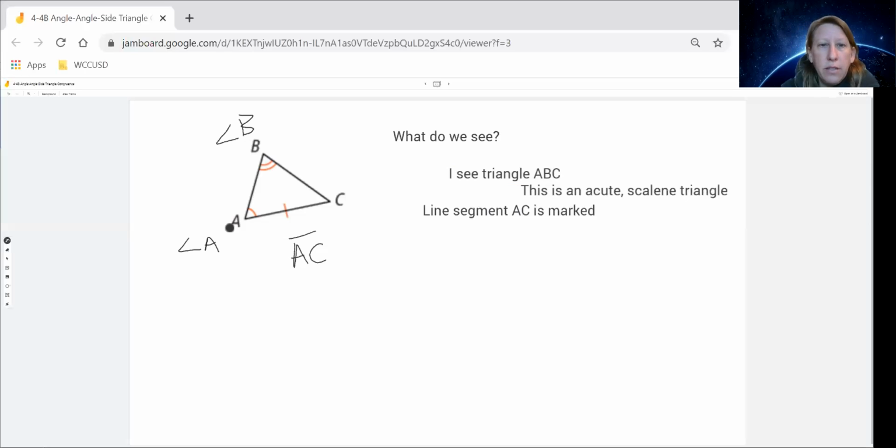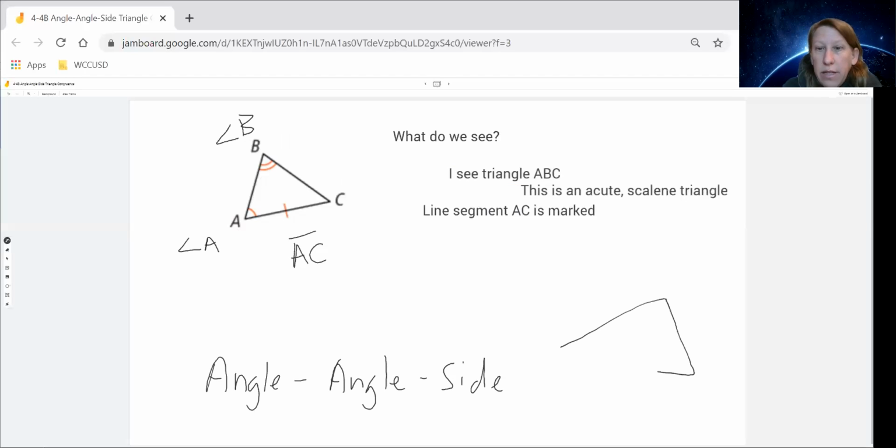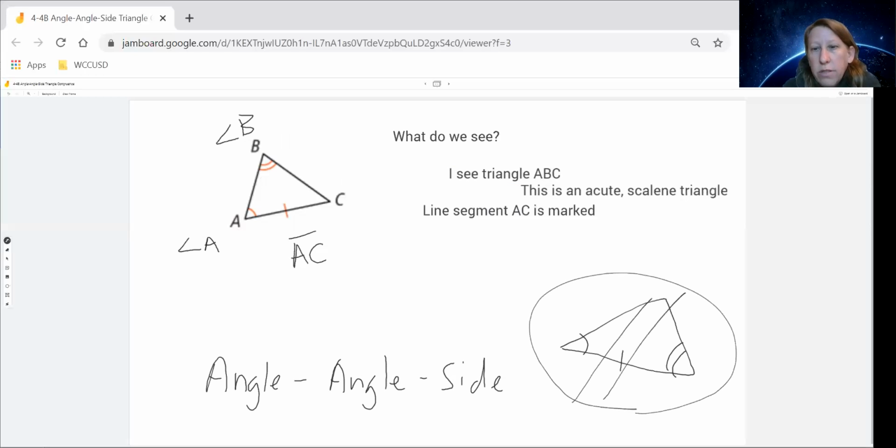So when I look at this figure, I say, oh, I have an angle marked, and a side marked. So we call this angle, angle, side. It's different than angle, side, angle. If it was like this, angle, side, angle, see how this side is included? We would call that angle, side, angle. This one is called angle, angle, side.